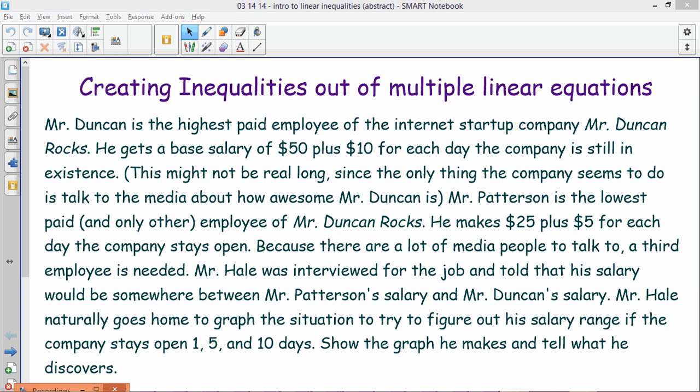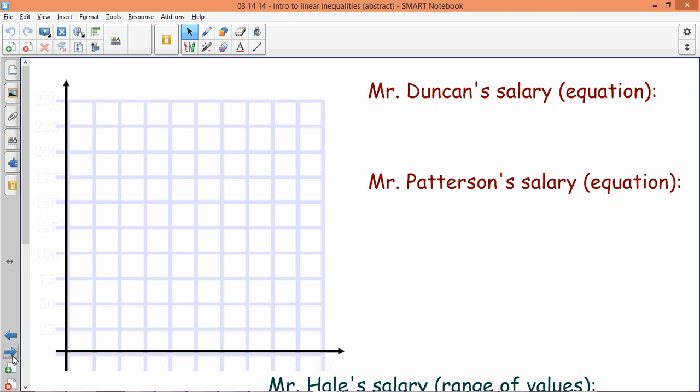Mr. Hale naturally goes home to graph the situation to try to figure out his salary range if the company stays open 1, 5, and 10 days. Show the graph he makes and tell what he discovers. Okay, so we have this situation, which we're going to talk about on the next page.